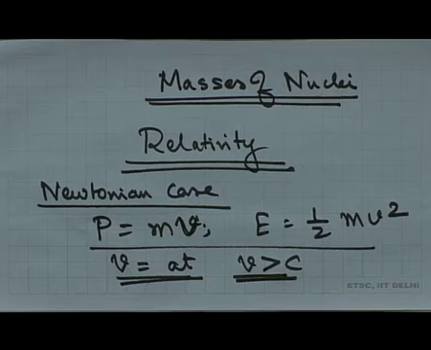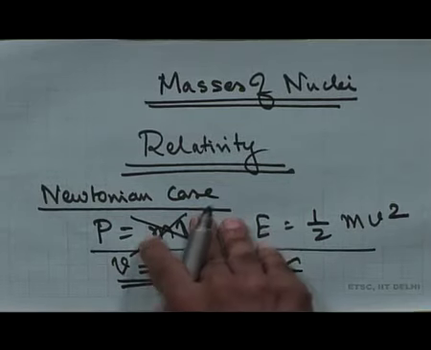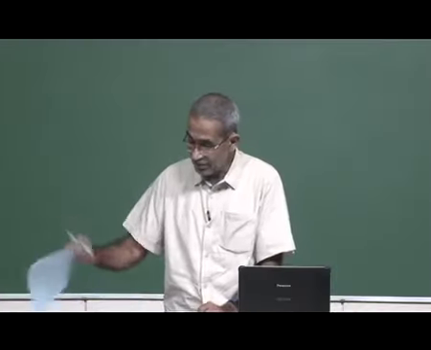But Mr. Einstein tells us, or even better, experiments tell us that no material particle can move with a speed greater than that of light. That means this expression is wrong as it is written. Now, why is it that v is equal to at? Remember, a is the acceleration.